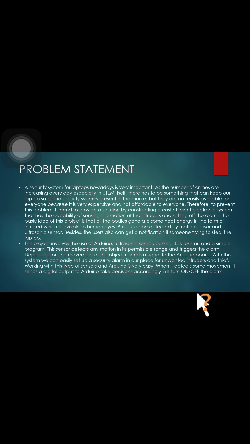Okay, for my project, the problem statement is: a security system for laptops is very important nowadays, as the number of crimes is increasing every day, especially in UTM itself. There has to be something that can keep our laptops safe. The security systems present in the market are not easily available for everyone because they are very expensive and not affordable to everyone. Therefore, to prevent this problem, I intend to provide a solution by constructing a cost-efficient electronic system that has the capability of sensing the motion of intruders and setting off the alarm.